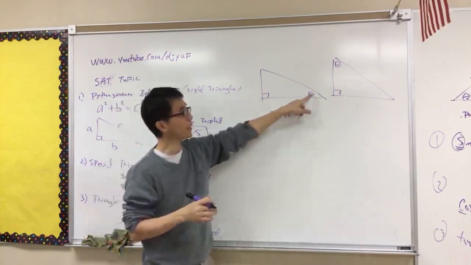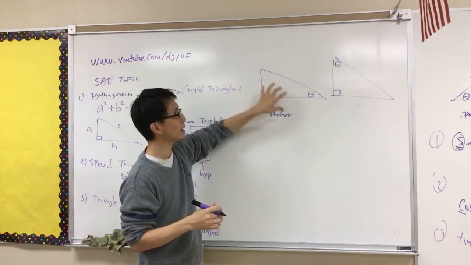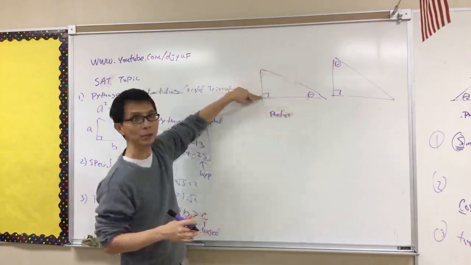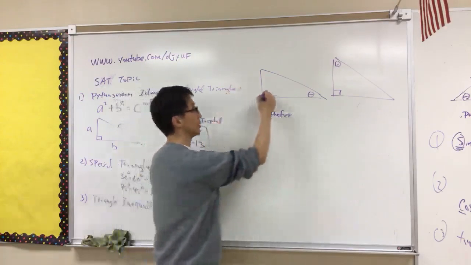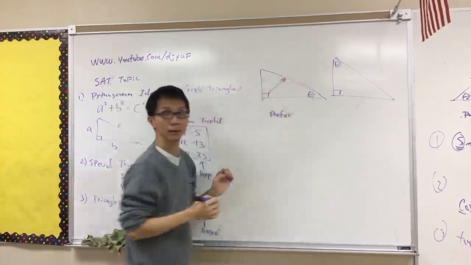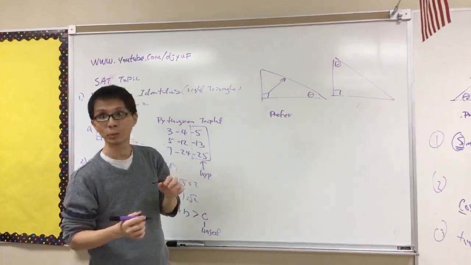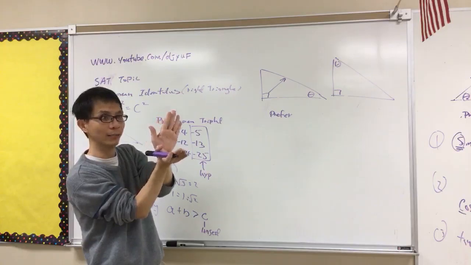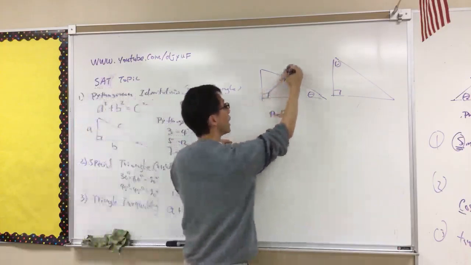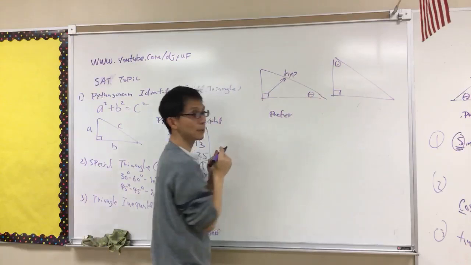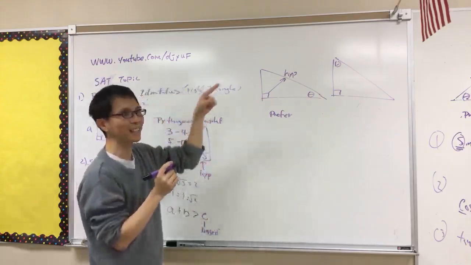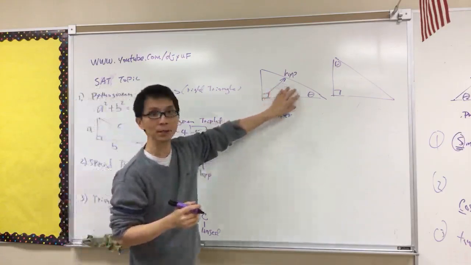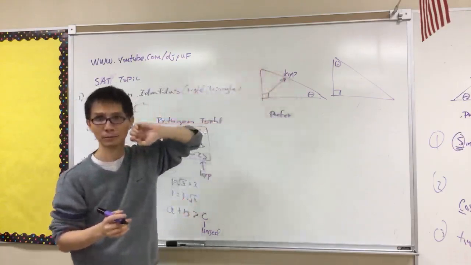So if the angle is right here, we have to decide the names for those sides. Whatever is across from the 90 degree angle, the biggest angle in the triangle, is called the hypotenuse. Whatever faces the 90 degree angle is always the hypotenuse. There is no way the hypotenuse is here or here.